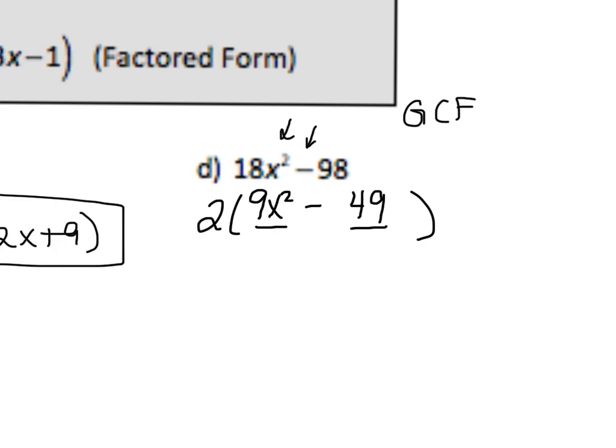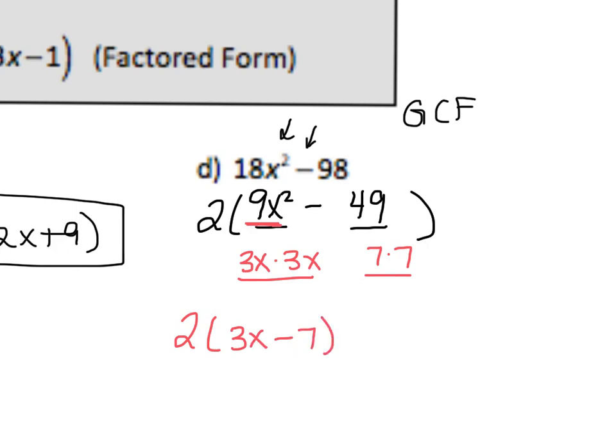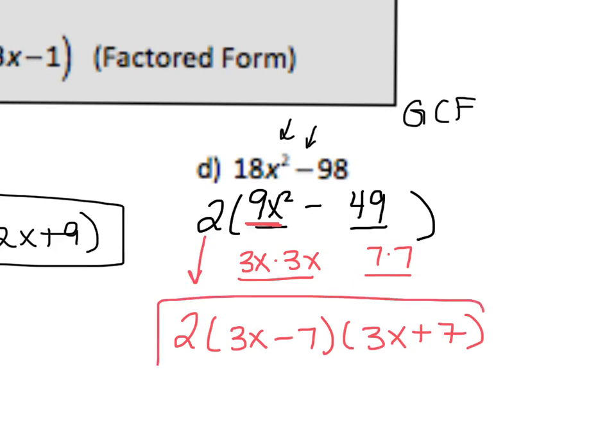So now that I have perfect squares, I'm going to look at my leftovers. I have 9x squared, and that can be written as 3x times 3x. And 49 can be written as 7 times 7. Since these are both perfect squares, I can use that same pattern that I used in the problem before, making one negative and one positive, and remembering to bring down that greatest common factor as part of your answer. And that would be it.